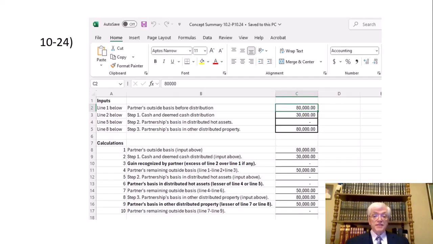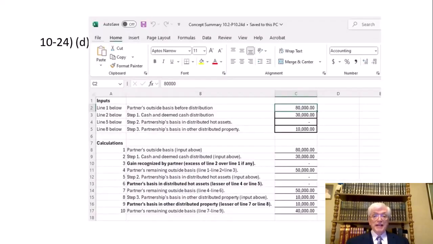And the basis in the account receivable is 0. That is line 6. How would your answer to part C change if instead the partnership's basis in the land was $10,000, fair market value was $30,000, and the cash and unrealized receivables distributions do not change? Adjust the input section of your spreadsheet and explain your findings.